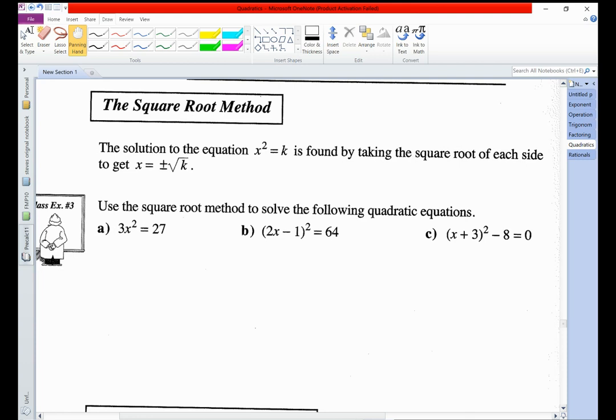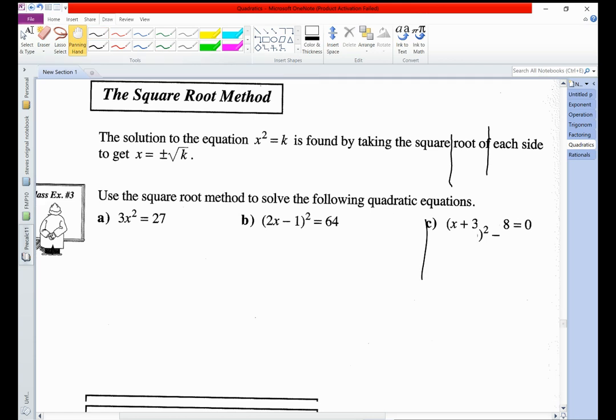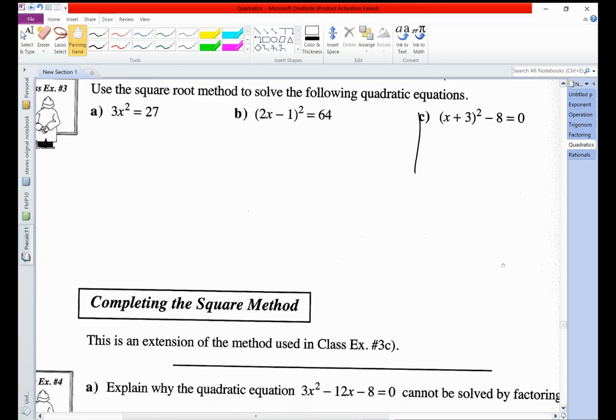It says here, the solution to the equation x squared equals k is found by taking the square root of each side to get x is equal to plus or minus root k. So we're going to use the square root method to solve the quadratic equations. What they're wanting you to do here is just solve for x, right? Let me just scroll up a little bit, or I'm going to just draw.